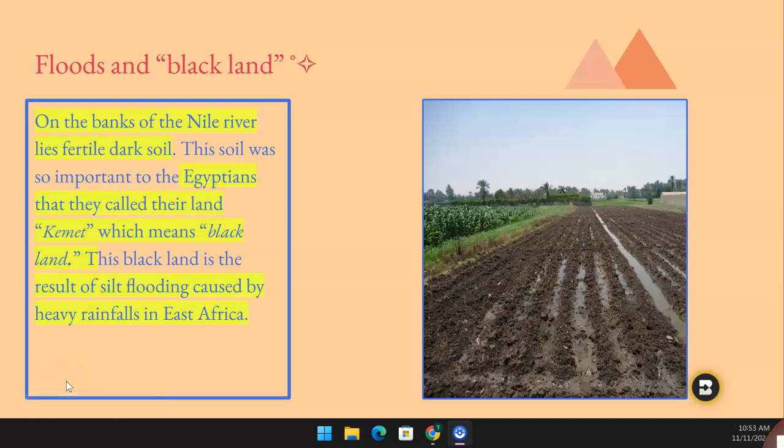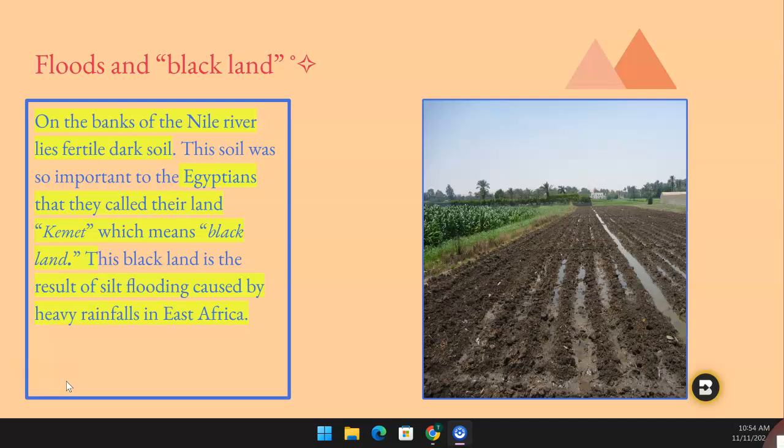On the banks of the Nile River lies fertile, dark soil. This soil was so important to the Egyptians that they called their land Kemet, which means the Black Land. This black land is a result of silt flooding caused by heavy rainfalls in East Africa. So one of the things that we have to remember is that if it wasn't for the Nile River flooding, people would not be able to grow crops in Egypt. Just like if it wasn't for the Tigris and Euphrates flooding, people wouldn't be able to grow crops in Mesopotamia.